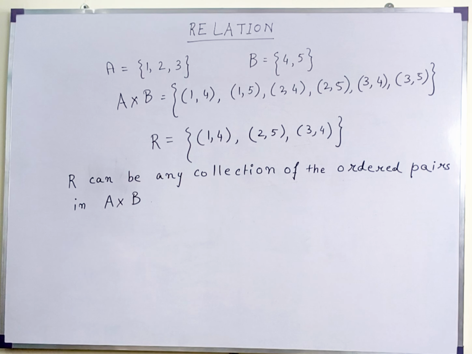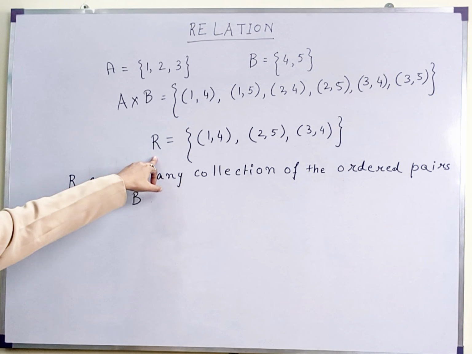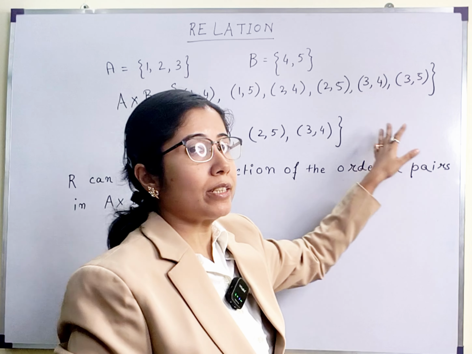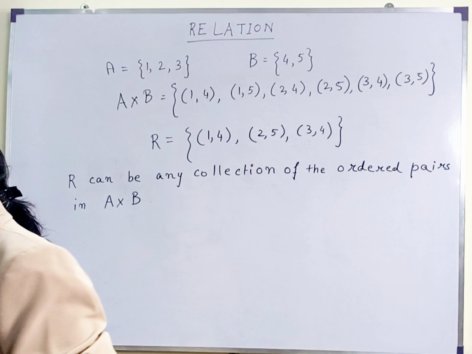Okay, so here we can see R is one set of ordered pairs. It can be any set. You can take (1,5), (3,4), (3,5), or you can take all the ordered pairs also. So this is a relation.